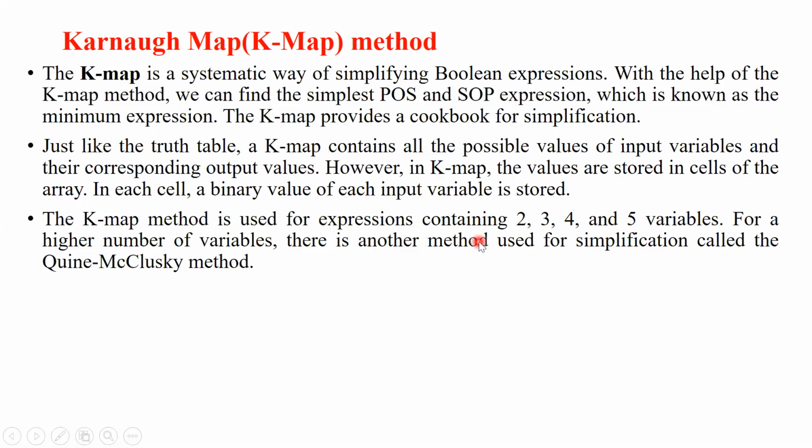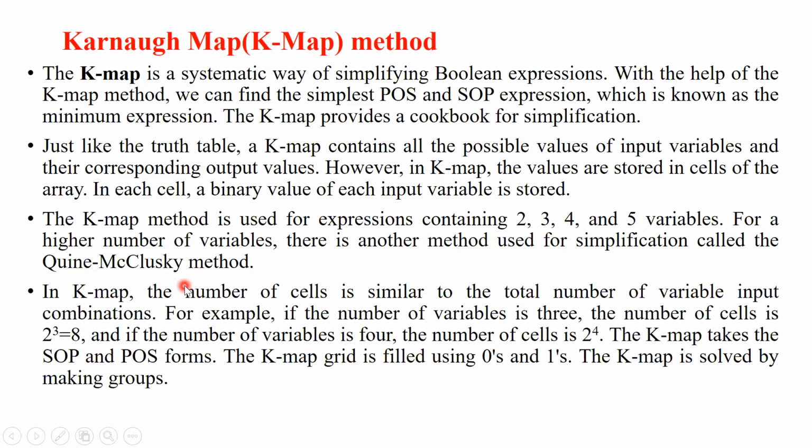Now just imagine an expression with 5 variables, and 2 raised to 5 will be so many terms. Okay, so it is very difficult to simplify by applying the Boolean laws. So we use another method for simplification, that is called the Quine-McCluskey method. So first we will study the K-map, then we will study the Quine-McCluskey method.